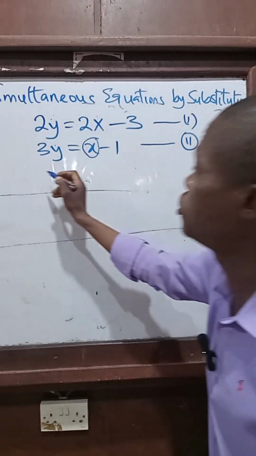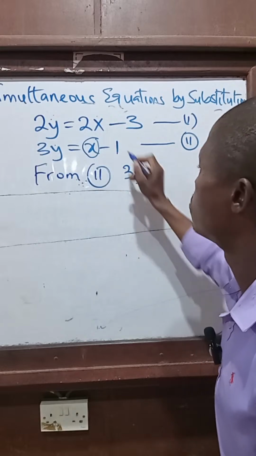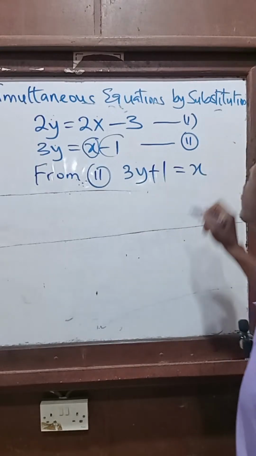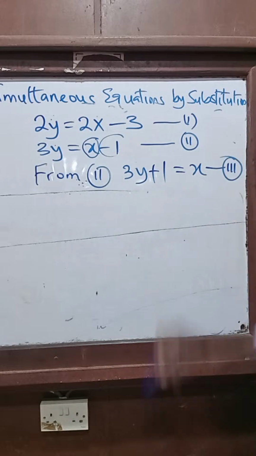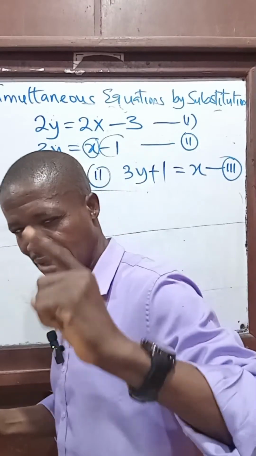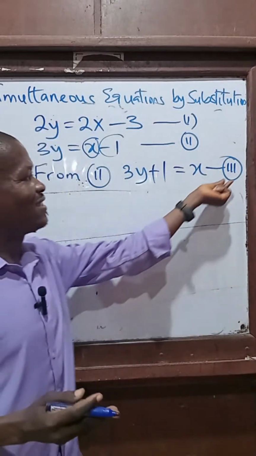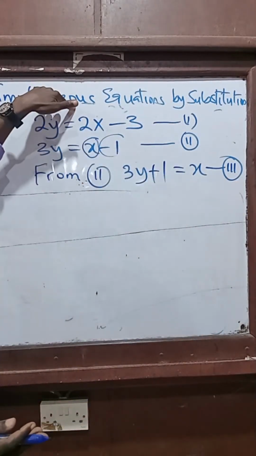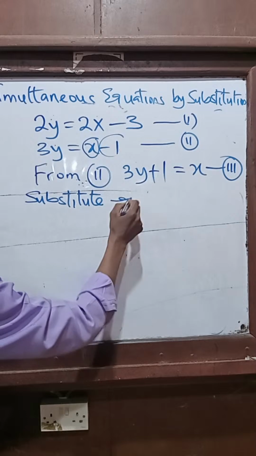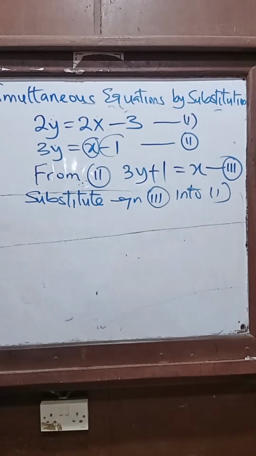Okay, so from equation 2, we're going to have 3y. Move this minus 1 to the other side. Plus 1 equal to what? Equal to x. So call this one equation 3. Okay, and don't forget equation 2 and 3 are the same thing. So we are going to plug in the new equation into what? Into equation 1. So substitute equation 3 into 1.